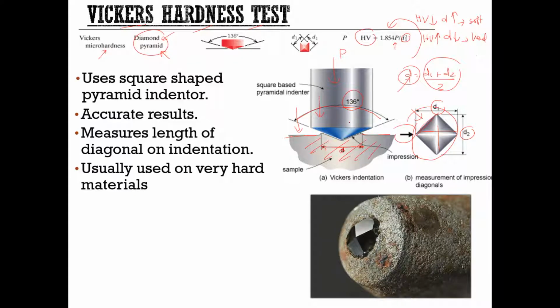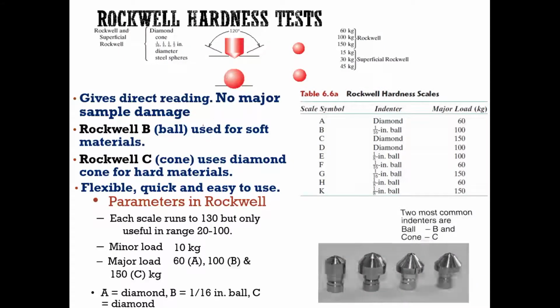Alright. So what are the other things that we need to know in this Vickers hardness test? Usually used on very hard material. Why do we say very hard material? Because we use this diamond pyramid indenter. Diamond is a very hard material. That's why we use it as an indenter. Alright, finally, one of the oldest techniques. It's quite flexible, quick, and also easy to use.